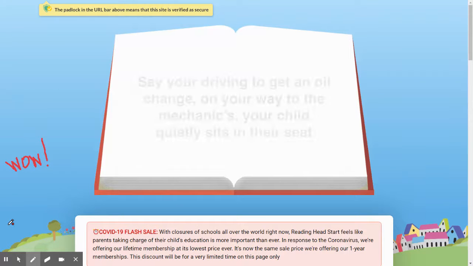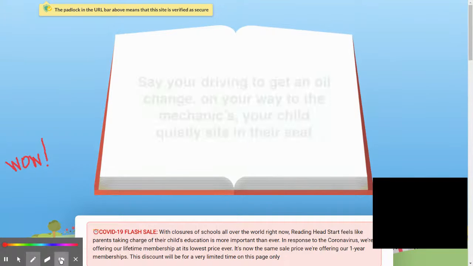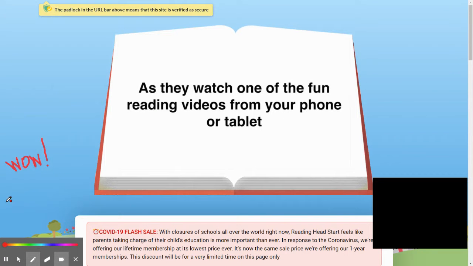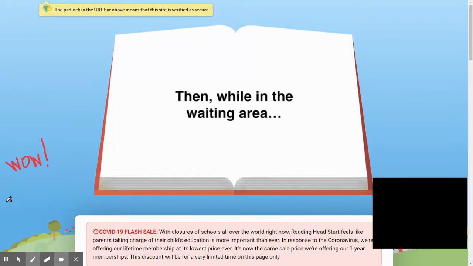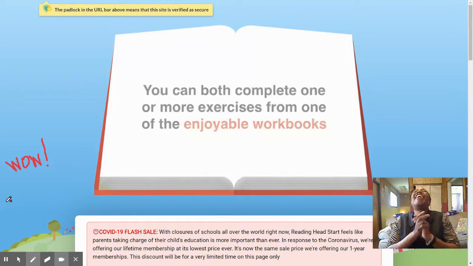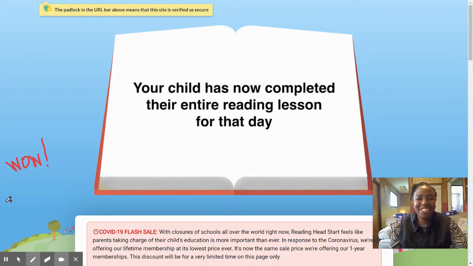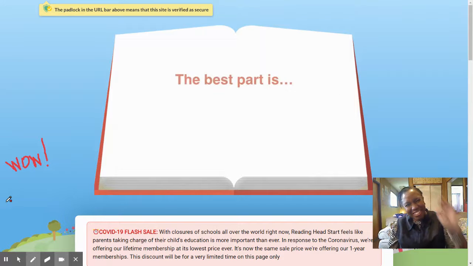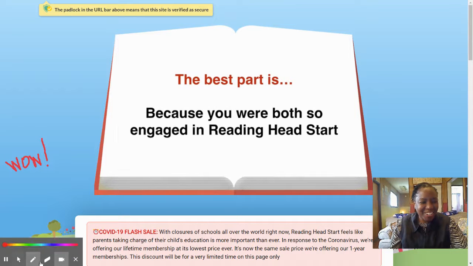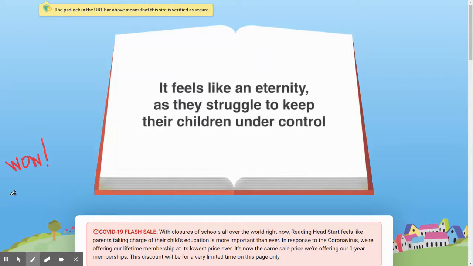For example, say you're driving to get an oil change. On your way to the mechanics, your child quietly sits in their seat as they watch one of the fun reading videos from your phone or tablet. Then, while in the waiting area, you can both complete one or more exercises from one of the enjoyable workbooks. While you were out running a single errand, your child has now completed their entire reading lesson for that day. The best part is, because you were both so engaged in Reading Head Start, the time it took for your car's oil to be changed completely flew by. For other parents, waiting feels like an eternity as they struggle to keep their children under control.